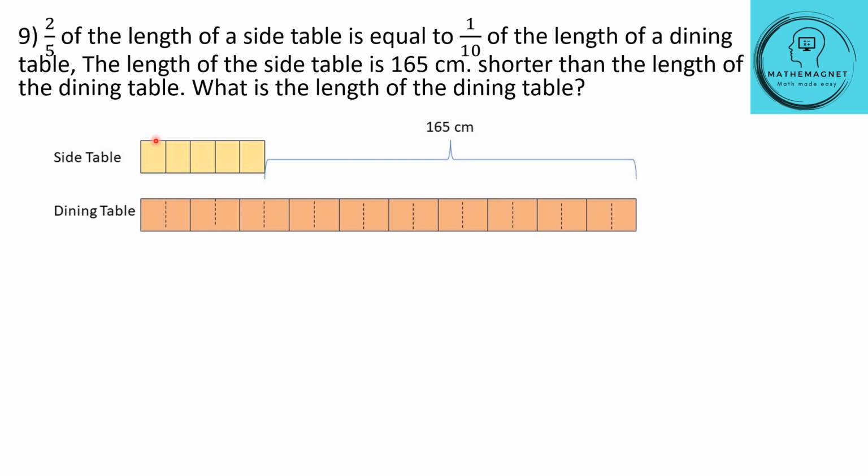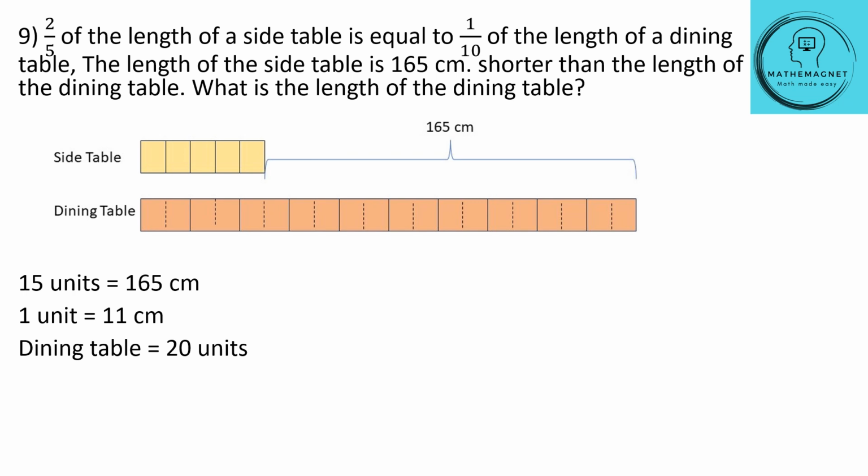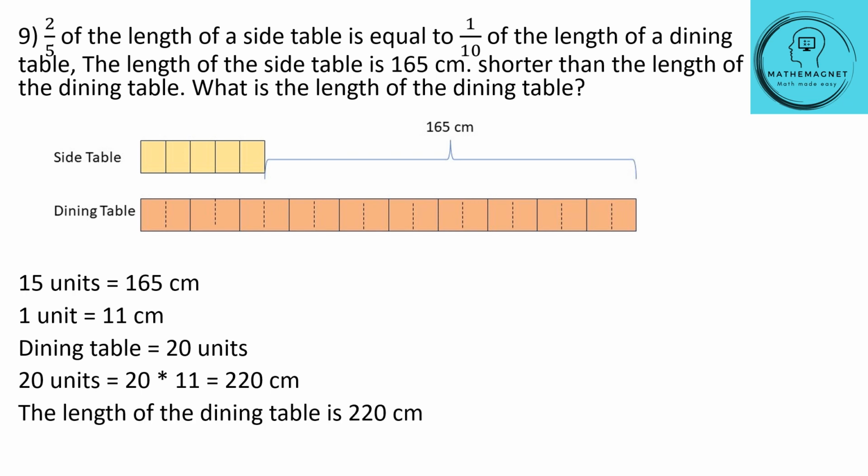So here this differential amount, which is 15 units, is 165 centimeters. This is the difference in the length of the side table and the dining table. So we know 15 units is 165 centimeters. So 1 unit will be equal to 11 centimeters. Now dining table is equal to 20 units. So it will become 20 into 11, which is equal to 220 centimeters. So the length of the dining table will be 220 centimeters.